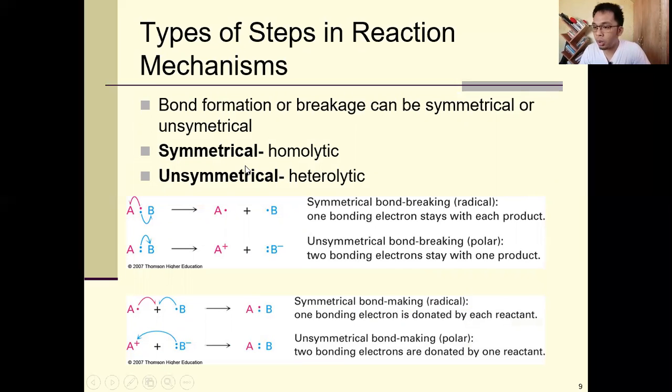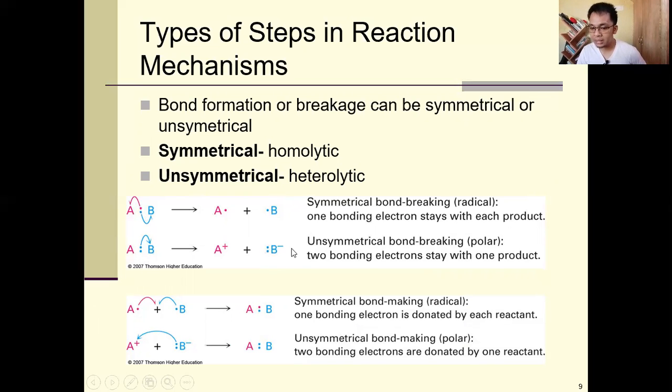Symmetrical is a homolytic. When you say homolytic, the electrons are equally distributed between two atoms here. Ayan, no? Equally distributed. Kita ninyo, we have two electrons. Pero sa unsymmetrical or heterolytic natin, kapag double-headed arrow, ito yung single-headed arrow, ito yung double-headed arrow, yung electrons natin ay nagmo-move sa isang direction. Isa lang. Yung dalawa ay nag-move sa isa, such as this letter B here.